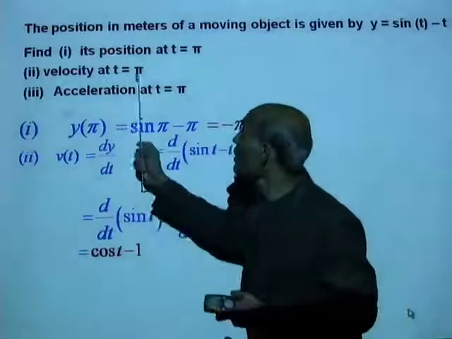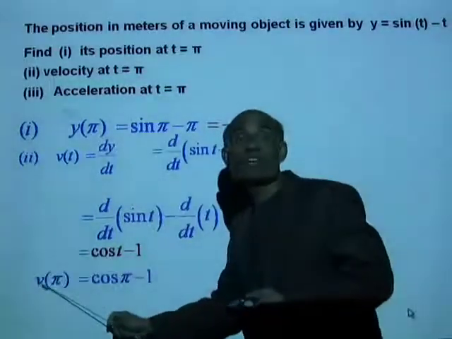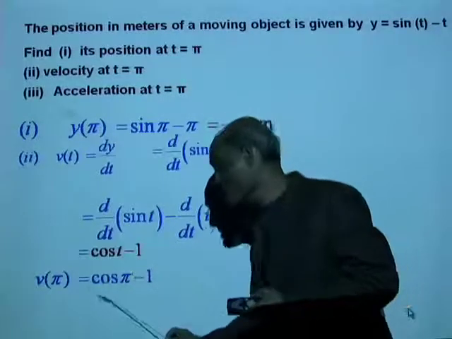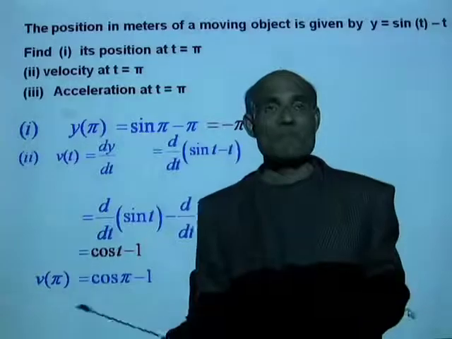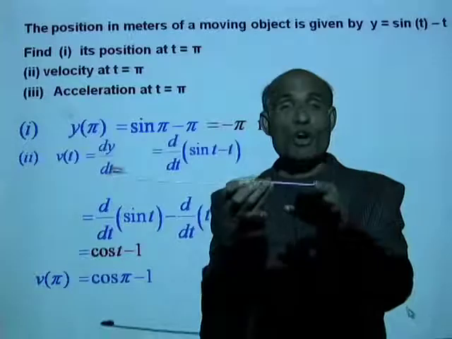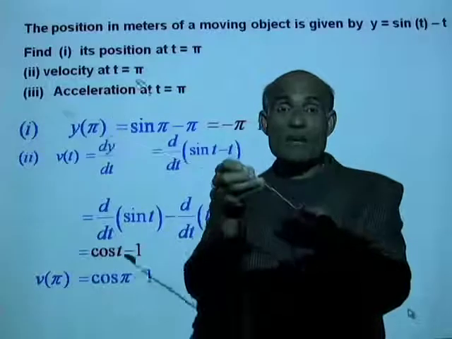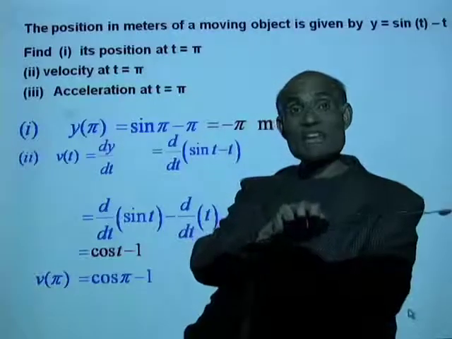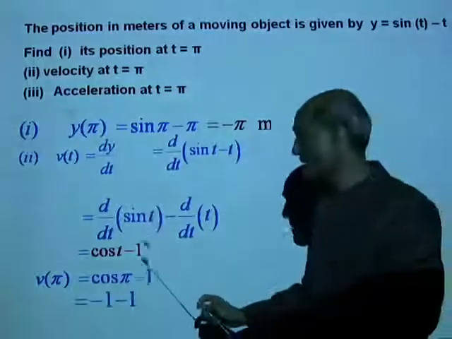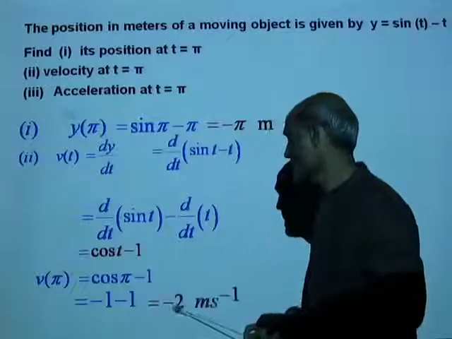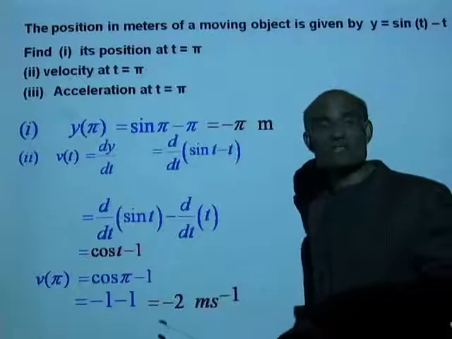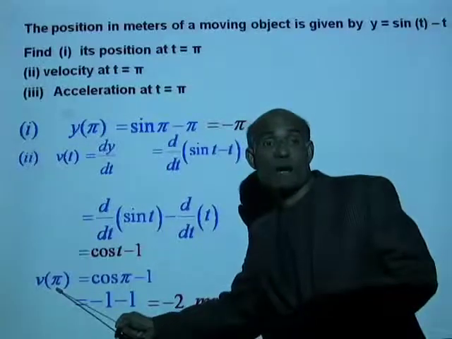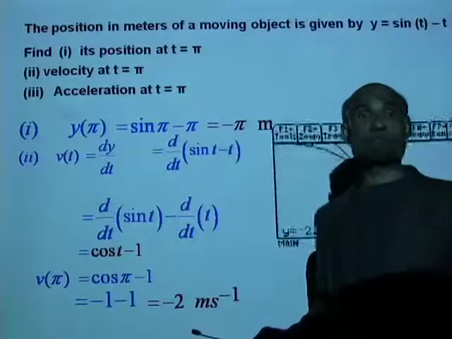Now we need to find the velocity at t equal to pi. V of pi is cos pi minus 1. Alright, tell me, what is cosine of pi? You need to learn all these. Cosine of 0 is 1. Cosine of pi by 2 is 0. Cosine of pi is negative 1. That's right. So that will be negative 1 minus 1 equal to negative 2 meter per second. The velocity of the object when time equal to pi is negative 2 meter per second.